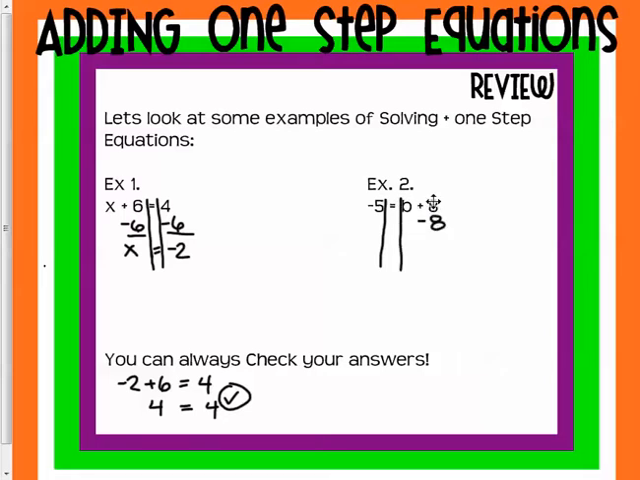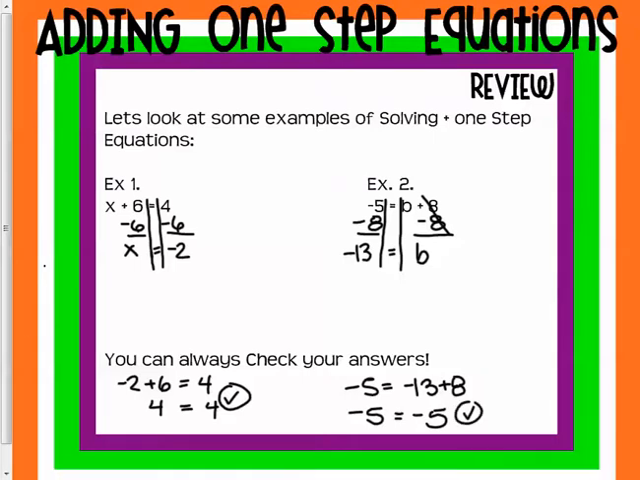We're taking 8 away because it's a plus 8, so we're taking 8 away on this side as well. This cancels out and we're left with b. The reason why we want to do this is to prove that b in this case is going to equal negative 13. These are inverses, so they cancel each other out. If we plug in negative 13, we can prove that negative 5 does in fact equal negative 5, and so it checks.